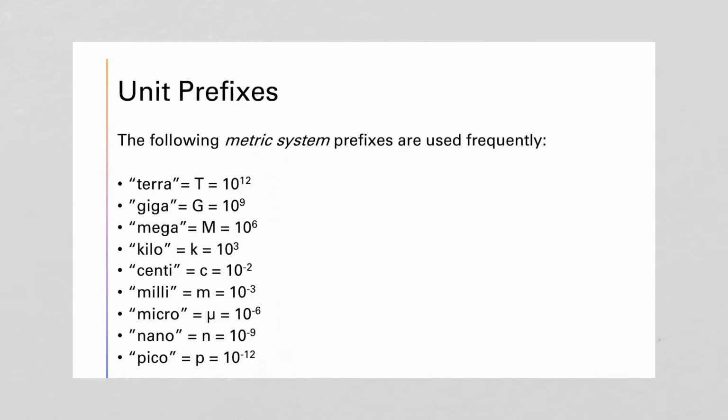So for example, if we put the word tera in front of something, it means 10 to the 12th. So tera, the capital T, in front of a unit like, let's say, bytes in terms of data storage in a computer, if you have a terabyte, it's 10 to the 12th bytes. A gigabyte is 10 to the 9th bytes. A megabyte is 10 to the 6th. A kilobyte is 10 to the 3rd.